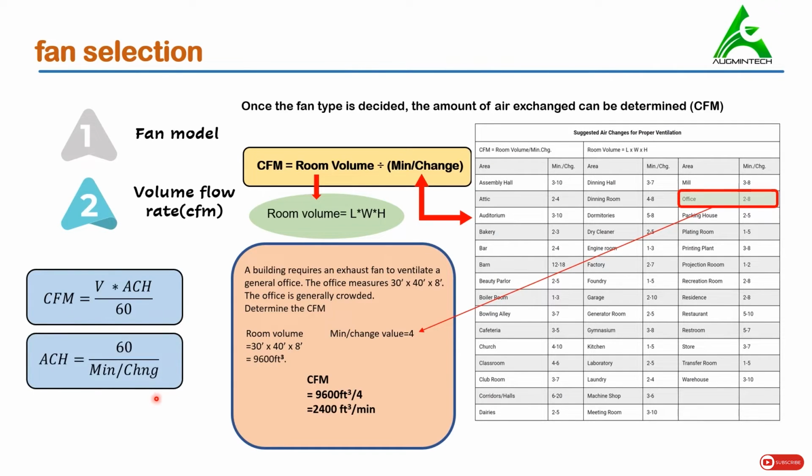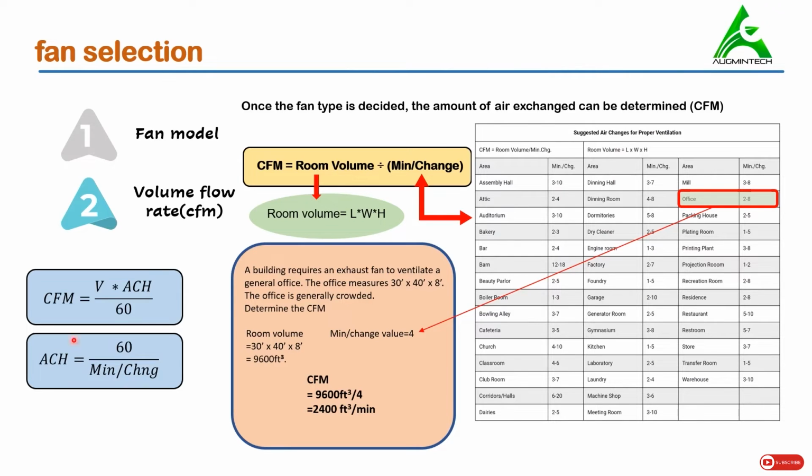Now this is a formula that relates these two quantities. If you know ACH, by using this formula you can calculate minutes per change, and if you have minutes per change you can calculate ACH. So let's say you have a table of minutes per change, but you don't know this formula, you only know this formula. So if you have the table of minutes per change, you can take the value of minutes per change and use it in this equation and find the value of ACH.